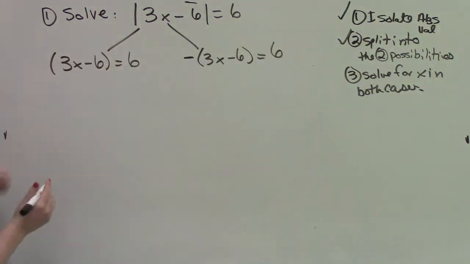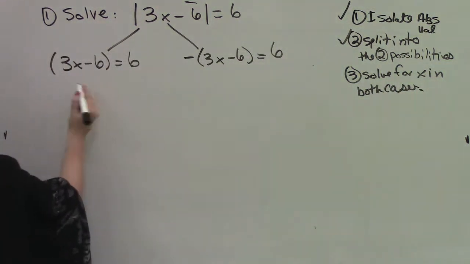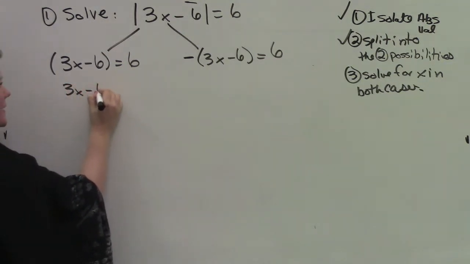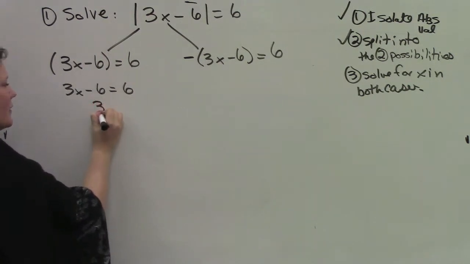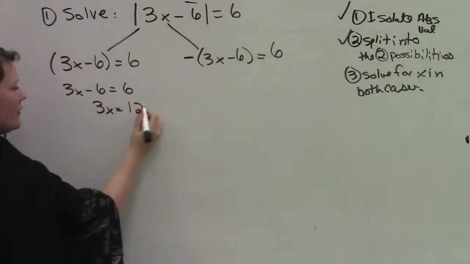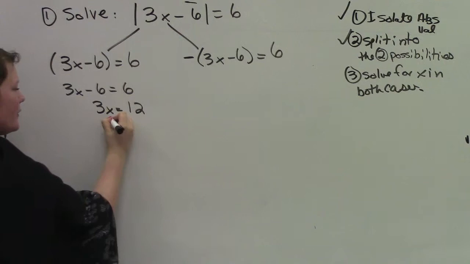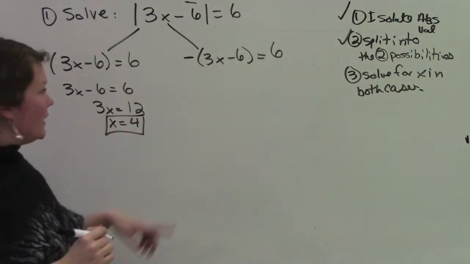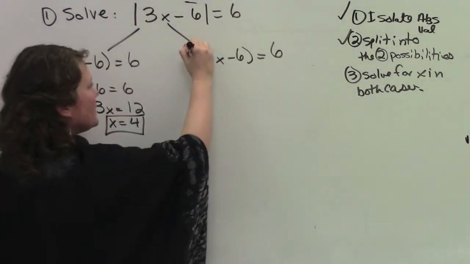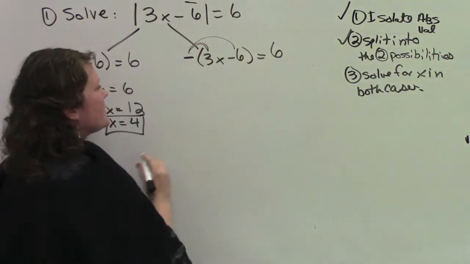Let's first start with this one. It's really easy when it's positive, so it's just 3x minus 6 equals 6. Add 6 to both sides. 3x equals 12. Divide both sides by 3. X equals 4. Awesome.